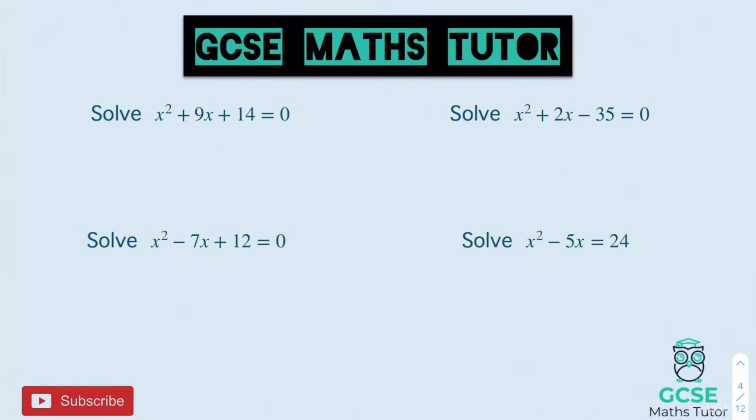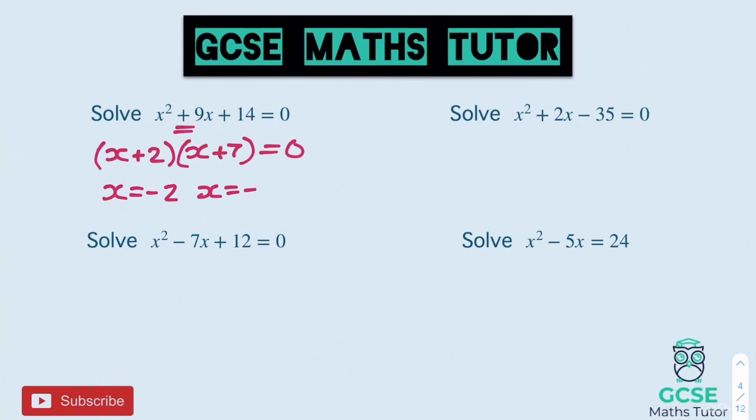Okay, so for this first one then, 14. Now the two numbers that times to make 14, and will add to make 9 here, will be 2 and 7. So if we put them in the brackets, it's all positive, so we get x plus 2 and x plus 7 that are equal to 0. And then if we flip the signs there, we get x has to be equal to -2, and x has to be equal to -7.